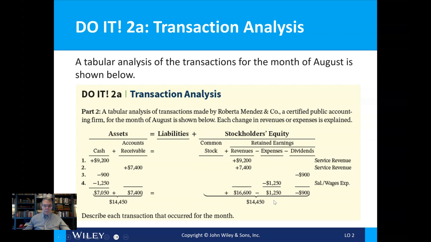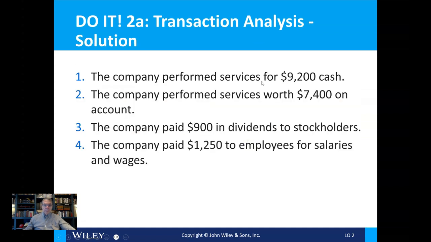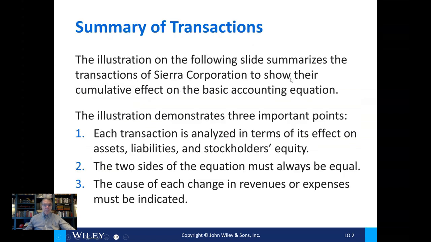plus stockholders' equity. Stockholders' equity is the initial stock sale plus the initial service revenue. And then we subtract the expenses and the dividends, and that gives us $14,450. So here is a summary of the things that are going to happen here.